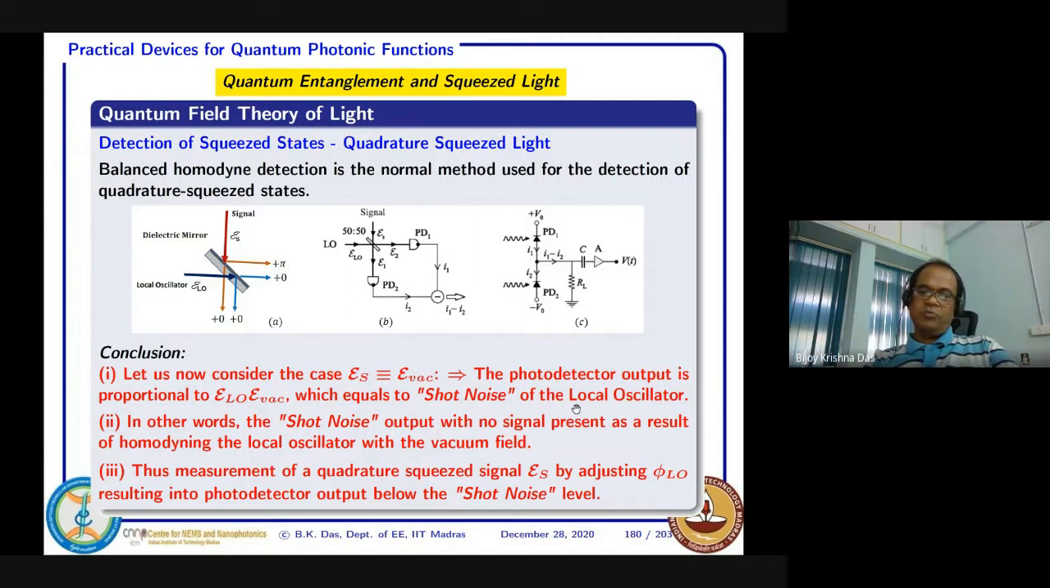So now the photodetector output will be proportional to E LO E vacuum. That means you are getting the homodyning with the vacuum field. So you're supposed to get the output, this one, which is nothing but the shot noise of the local oscillator. Why is that?